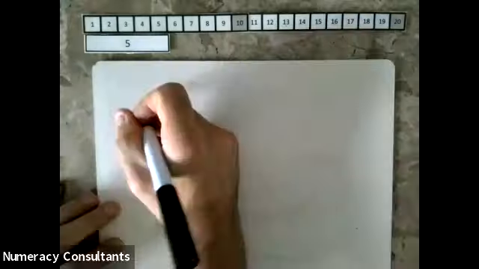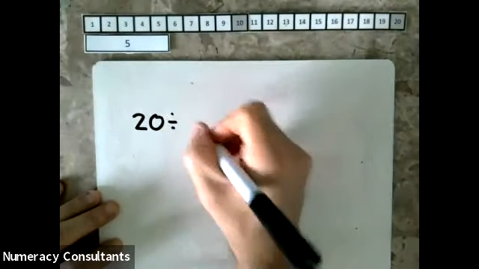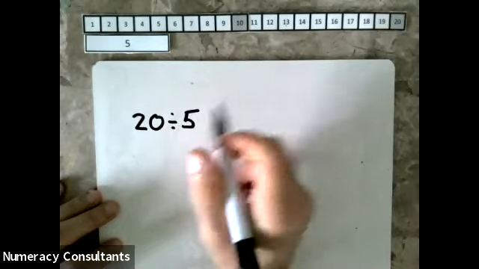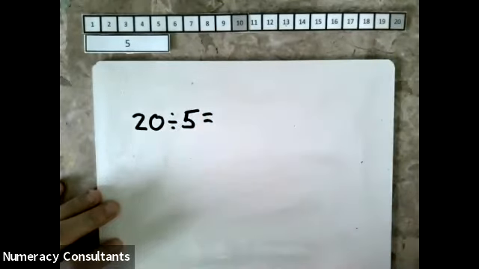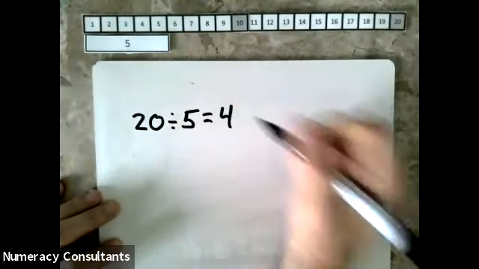So we know that there's 20 here. And it's going to be divided into 5 in each group, right? So we know there's 5 in each group. So what would our answer be? Well, we know that'd be 5, 10, 15, 20. So our answer would be 4.